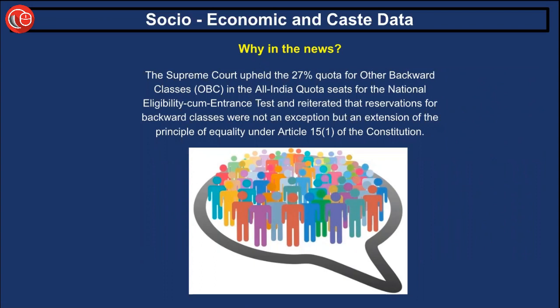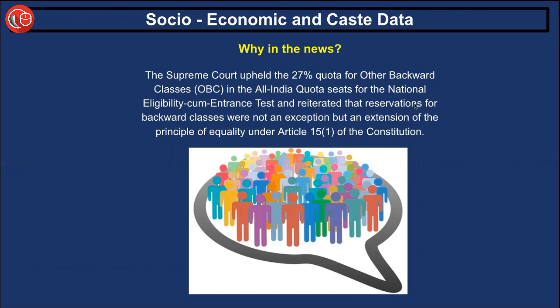So let's first understand why this entire thing is in the news. Recently the Supreme Court has upheld the 27% quota for the OBCs, that is the other backward classes, in the all India quota seats for the NEET exam. We have been discussing a lot about the NEET exam and how the reservation system differs over there, and why it is so important. So the Supreme Court has again upheld that for the all India quota, when it comes to the National Eligibility cum Entrance Test, that is the NEET exam, which is basically for the medical students, the 27% quota for the OBCs will be upheld, and that will definitely be taken care of.